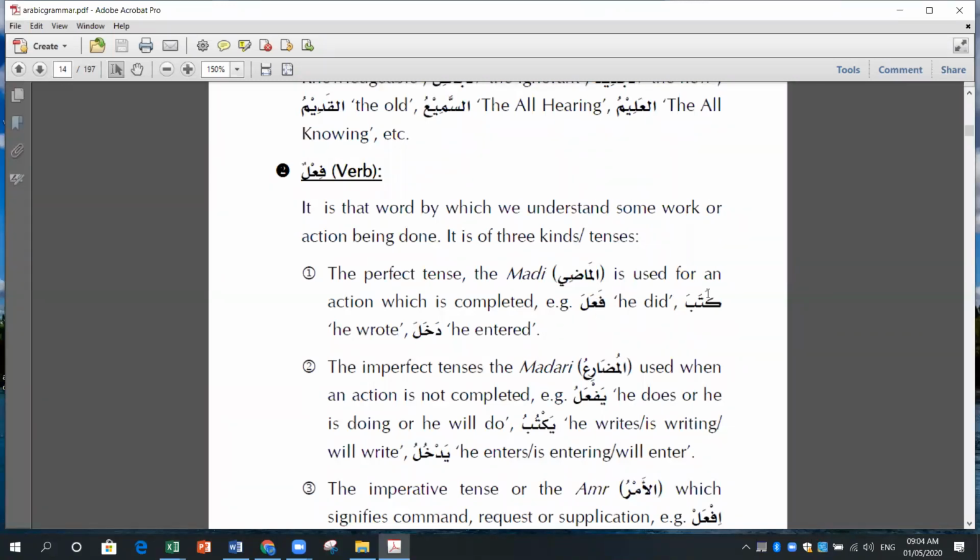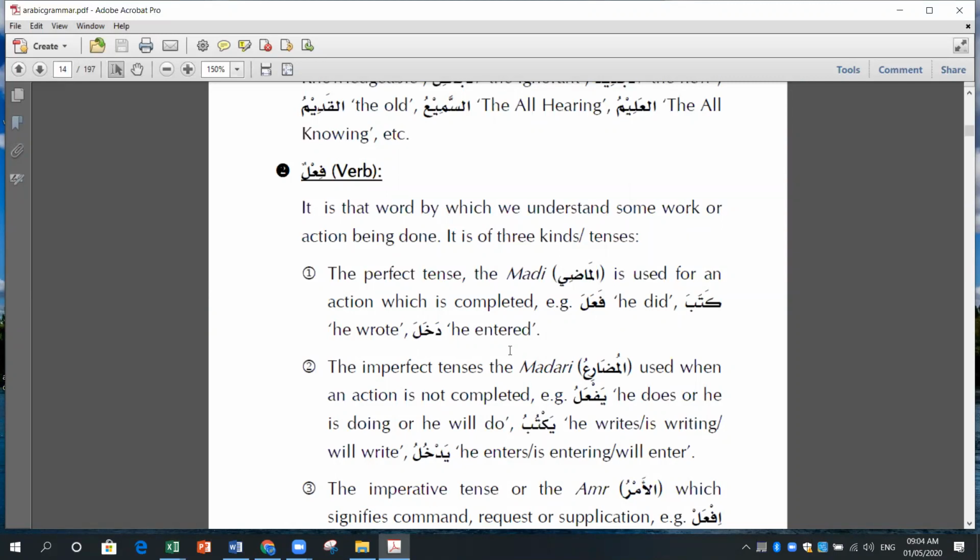Fa'ala. See, kataba. Isn't the sound, the rhythm, the same? Fatha on all three letters. Dakhala, da, kha, lam, all three letters having fatha on them. So this is on the scale of fa'ala, yani, understand? So there are a total of three scales for any verb.